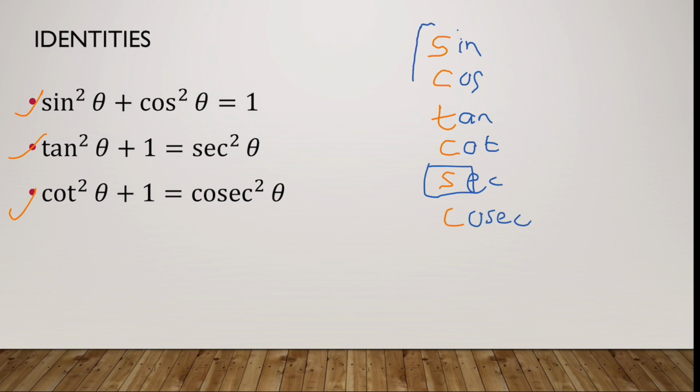Now, sine square theta plus cos square theta equal to 1. Tan square theta plus 1 is equal to sec square theta, and cot square theta plus 1 is equal to cosec square theta. This is a way in which you can remember them. Although I recommend you to do it your way, this is how I remembered them. And I think that'll be it for this video.